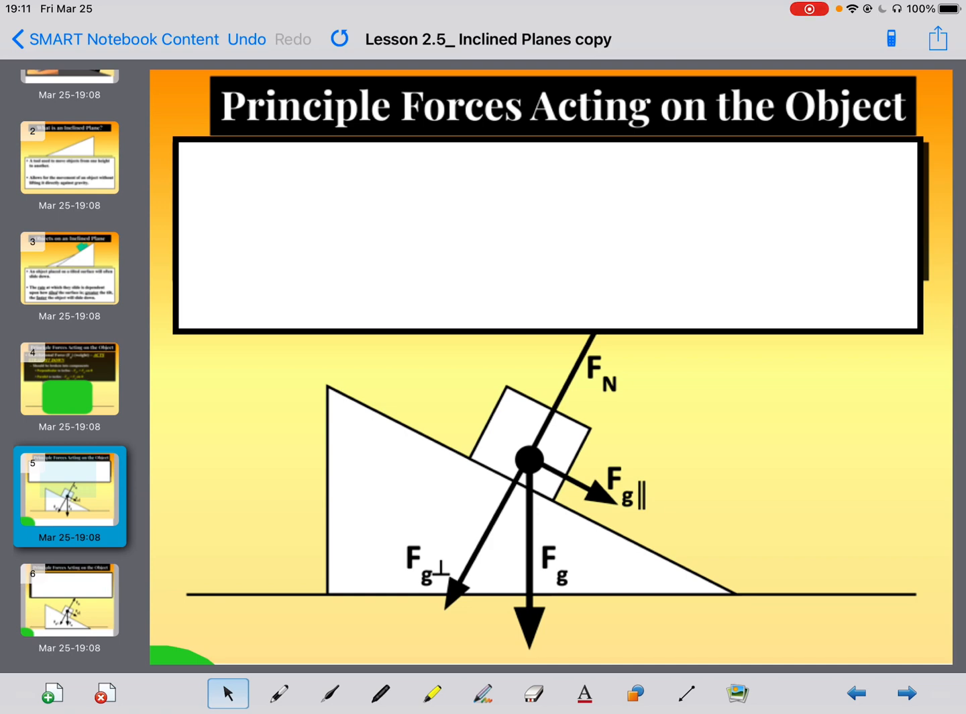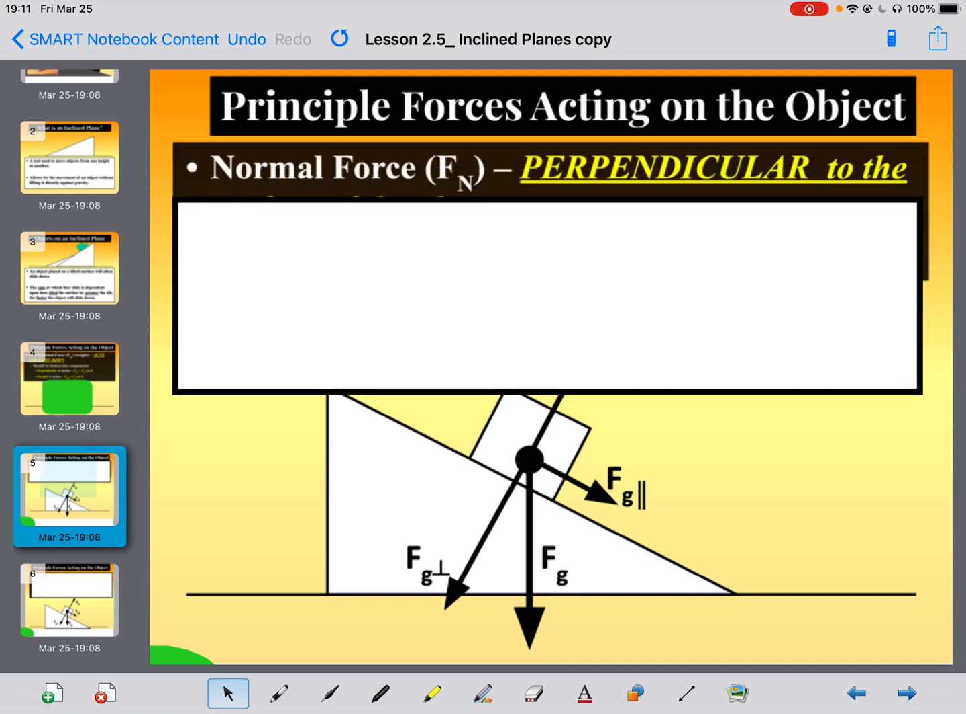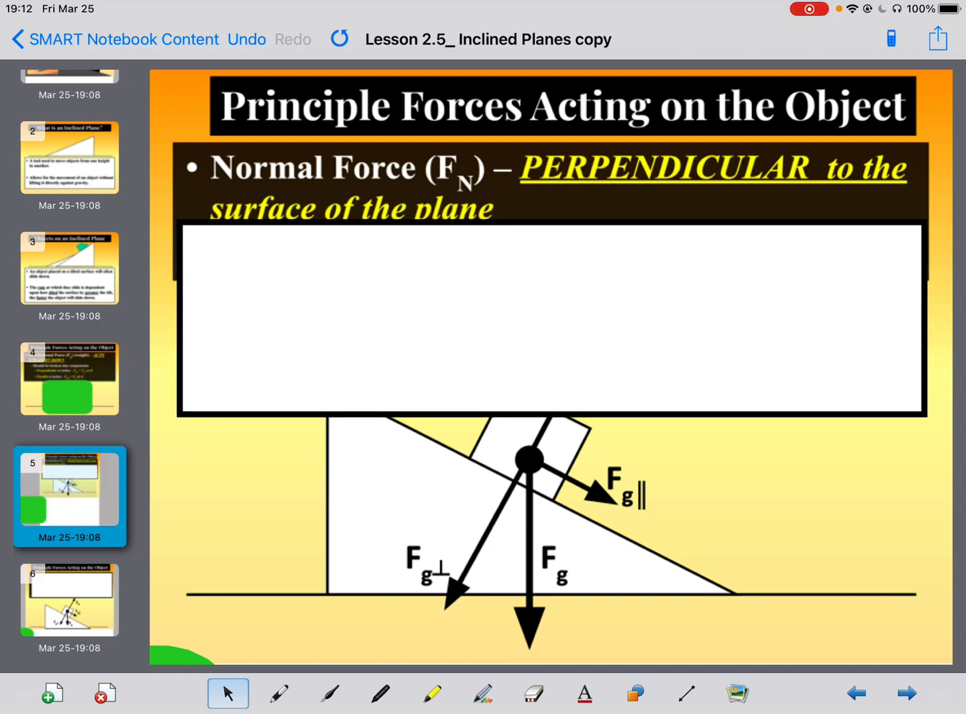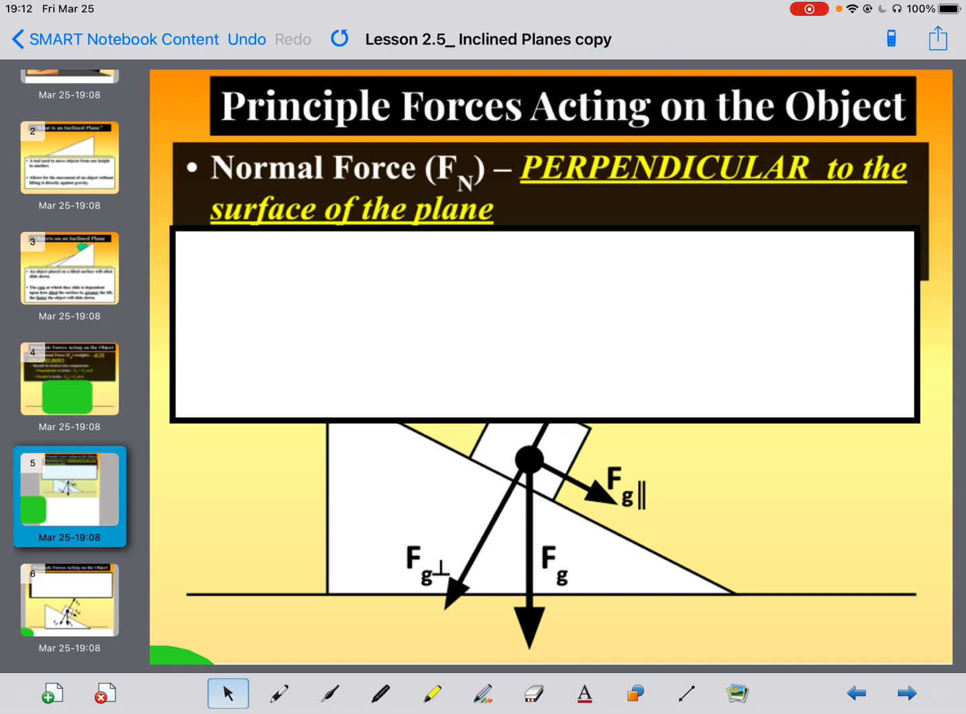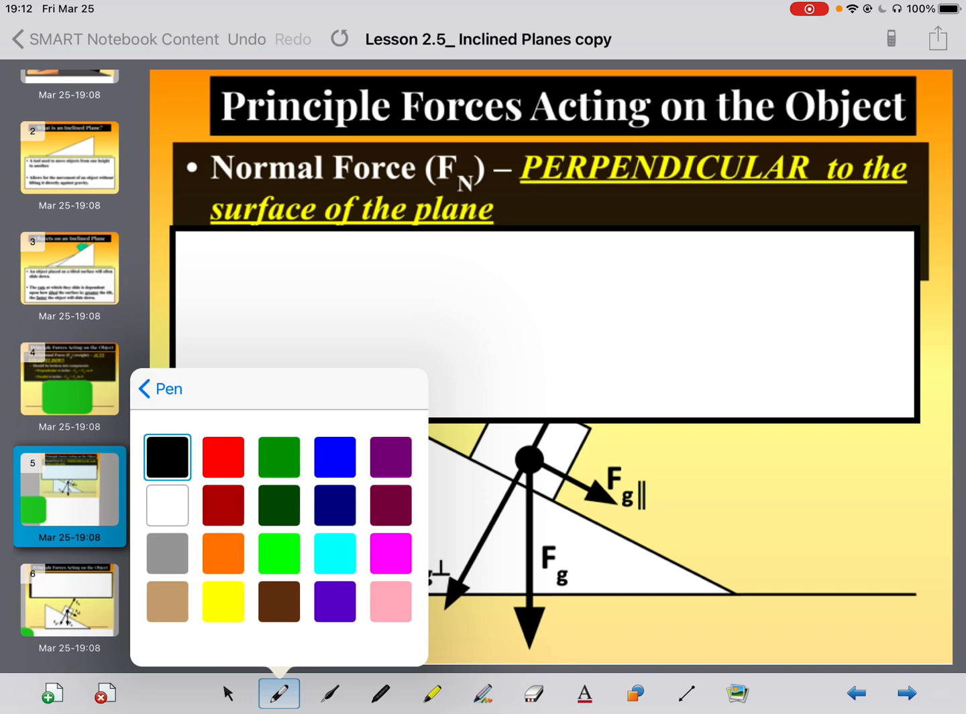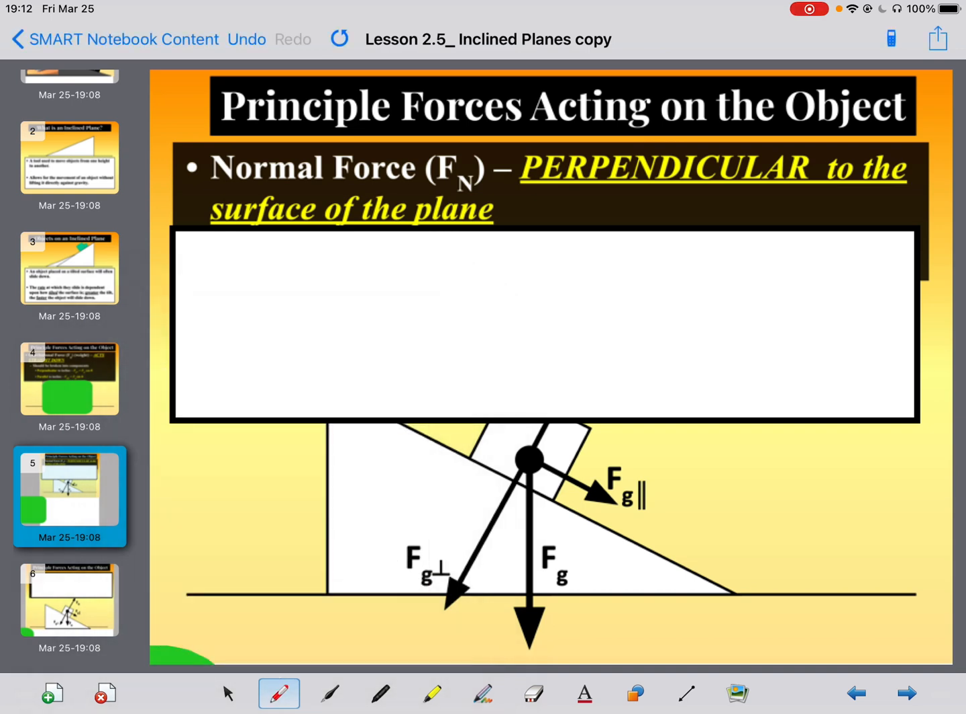With that being said, our normal force changes a little bit, as you can see on this diagram. Our normal force is going to be perpendicular to the surface of the plane. Because it is perpendicular, that word itself just means that it's going to make a 90-degree angle with the surface. That's all that means.